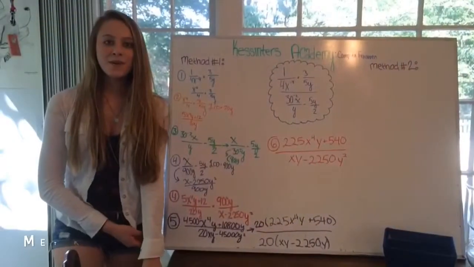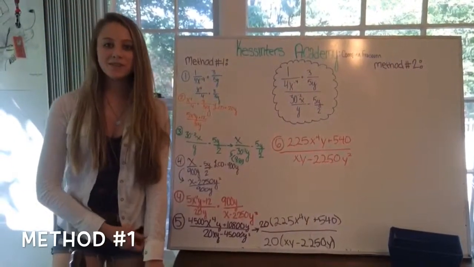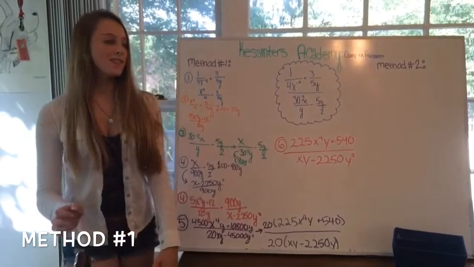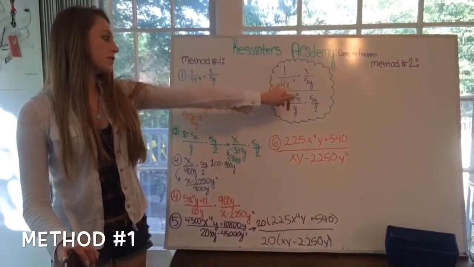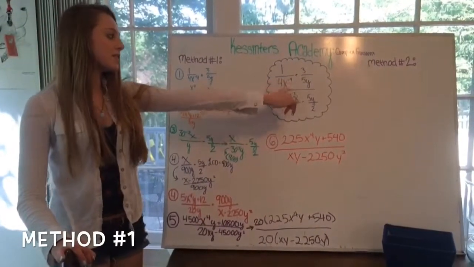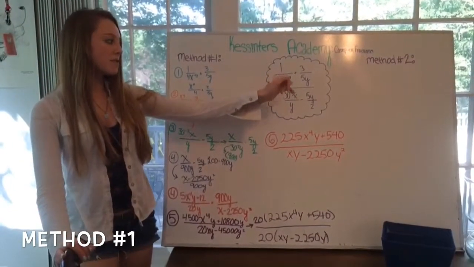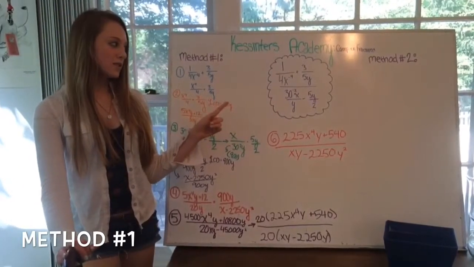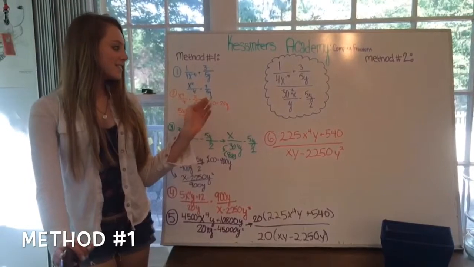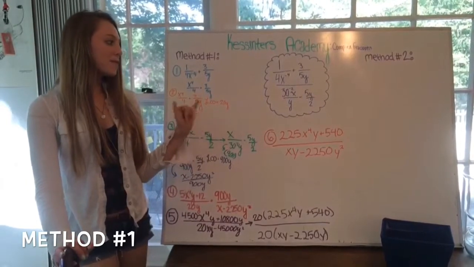Next example, we are going to simplify a complex fraction that has negative exponents. So, we are going to simplify the expression 1 over 4x to the negative fourth plus 3 over 5y, divided by 30 to the negative 2 x over y minus 5y over 2.